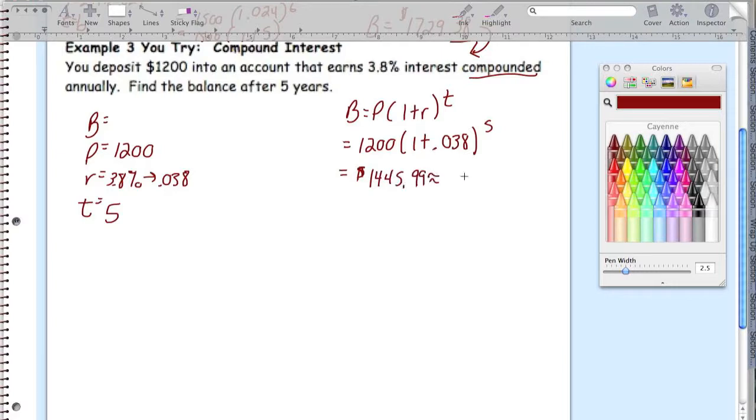$1,445.99, which ends up rounding it up to $1,446 would be your answer there.